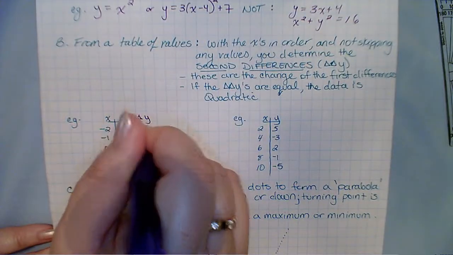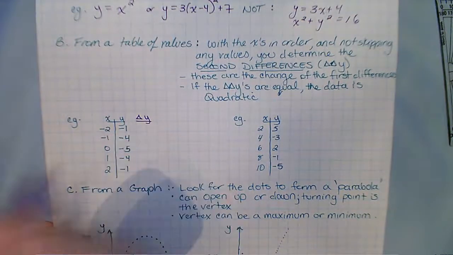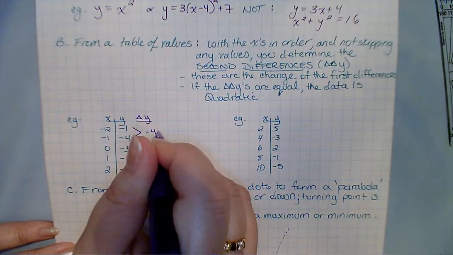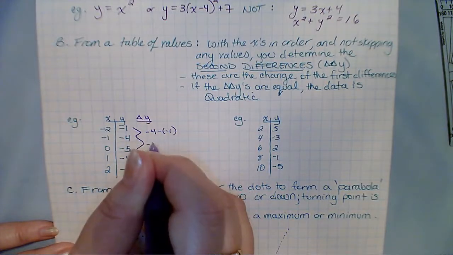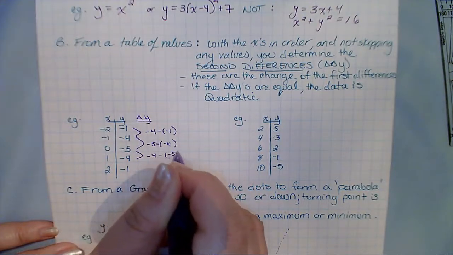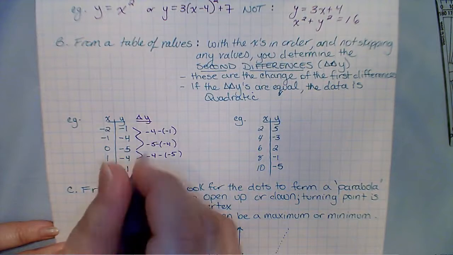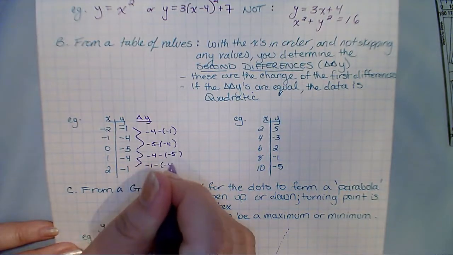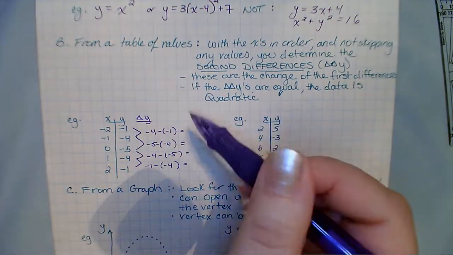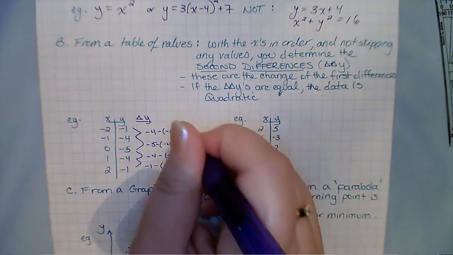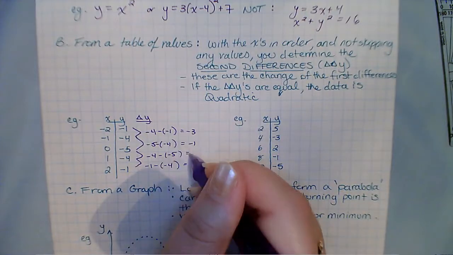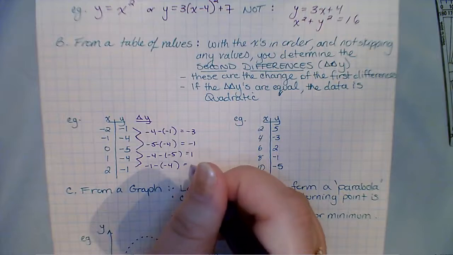Like I said, the first thing you need to do is calculate your first differences, which is delta y for short. It's the y value below minus the y value above. So -4 minus -1. -5 minus -4. -4 minus -5, right? And -1 minus -4. You can use your calculator, obviously. -4 plus 1 is -3. -5 plus 4 is -1. -4 plus 5 is 1. And -1 plus 4 is 3.